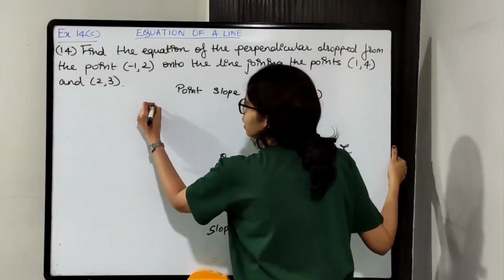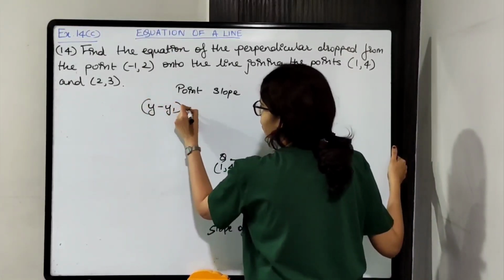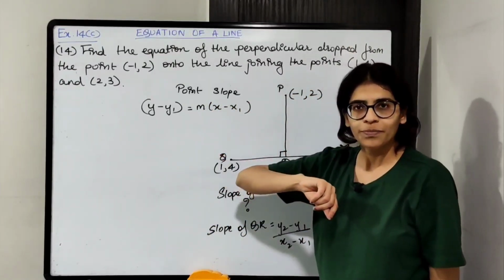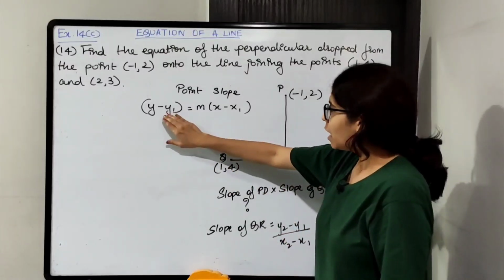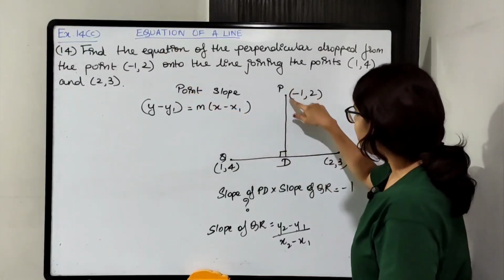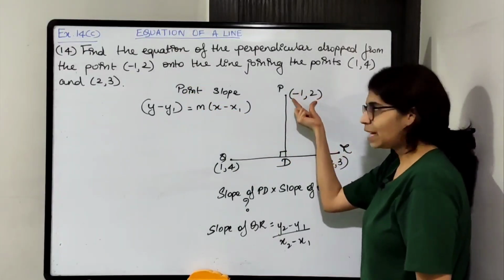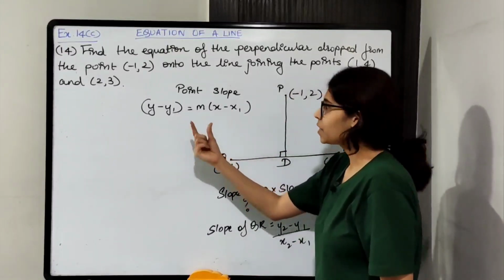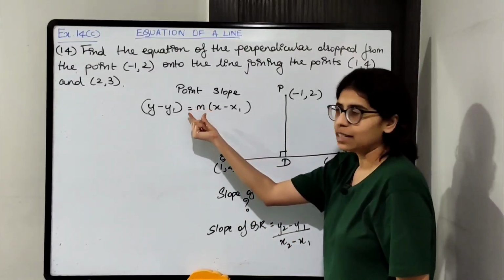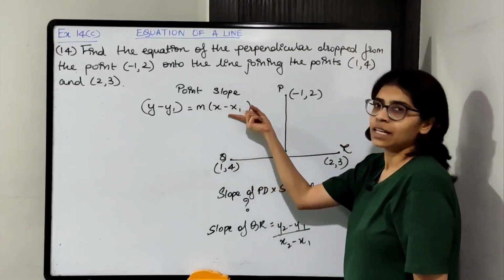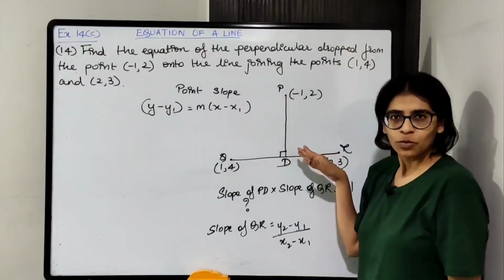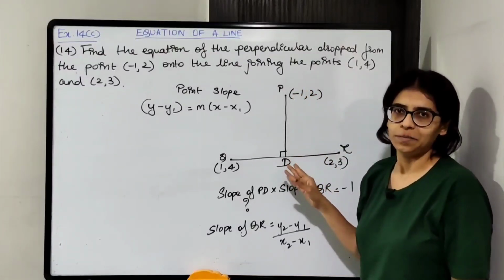So the equation is easy, right? We'll use this form, point slope form. x1 y1 will be the coordinates of the point. So in PD, the coordinates of P are known, so this will be x1 y1. We'll put the values over here. m we'll get from here. Okay, the slope of PD will be found, so this we'll get. So putting the values of y1, m and x1, we'll get the equation of the line PD. Okay, that is the equation of perpendicular PD.